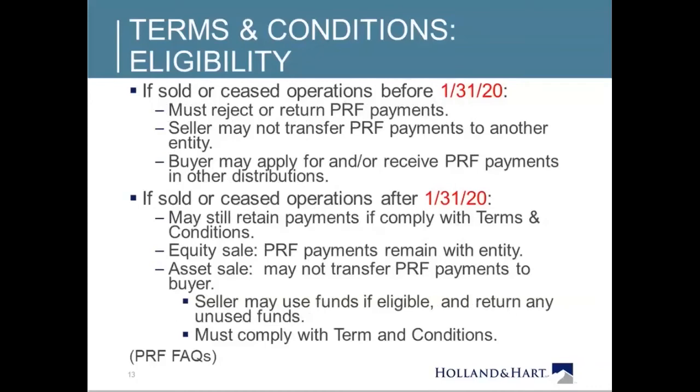Well, what happens if you sold or ceased operations before January 31st, 2020? Remember that the tranches for the general distribution that went out, and really the targeted distributions also, were based on historical submissions to Medicare or in some cases Medicaid. So they really were based on what you did in 2019, in some cases 2018. Well, what happens if after 2019 and early 2020 you sold or ceased your operations, but yet you got all this money in your bank account? Can you keep the money?